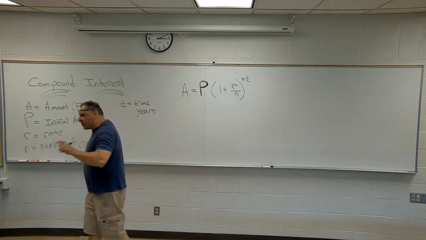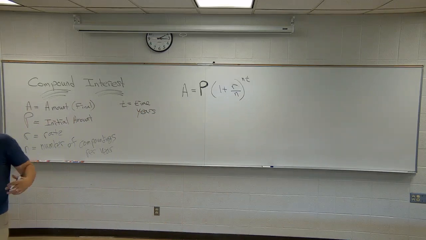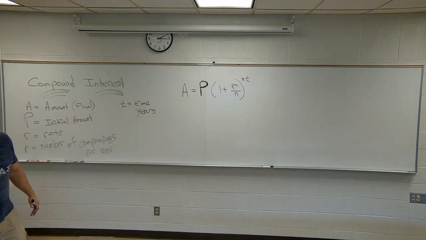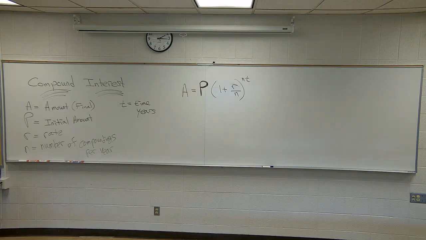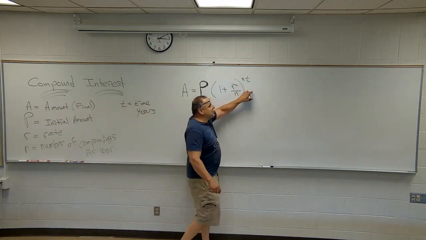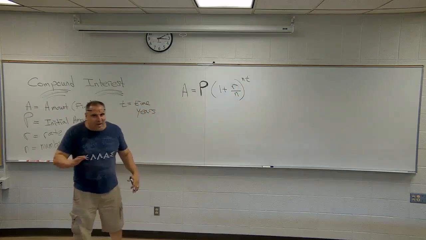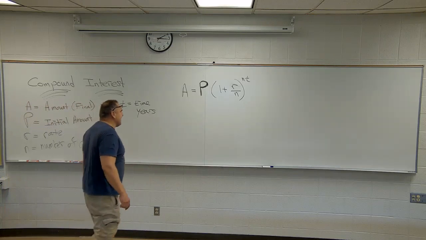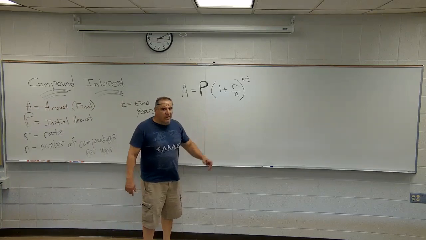So the P only gets written down twice, but it gets accounted for in an additive fashion n times t number of times. It's a little on the odd side, but believe it or not, this plays a big role.